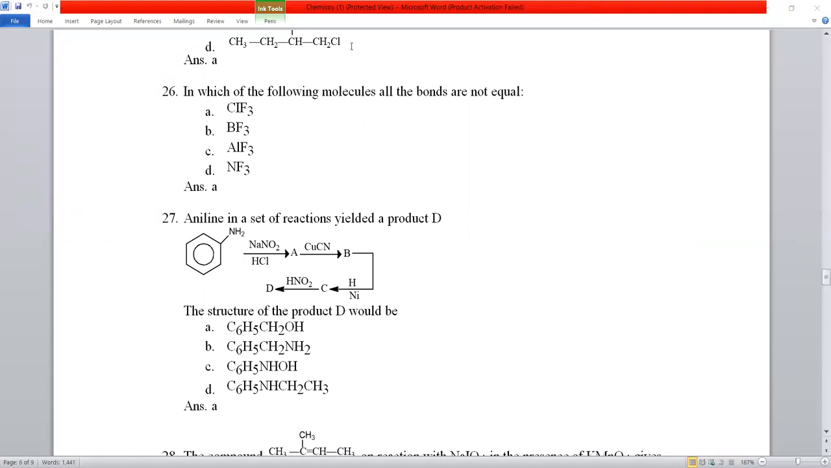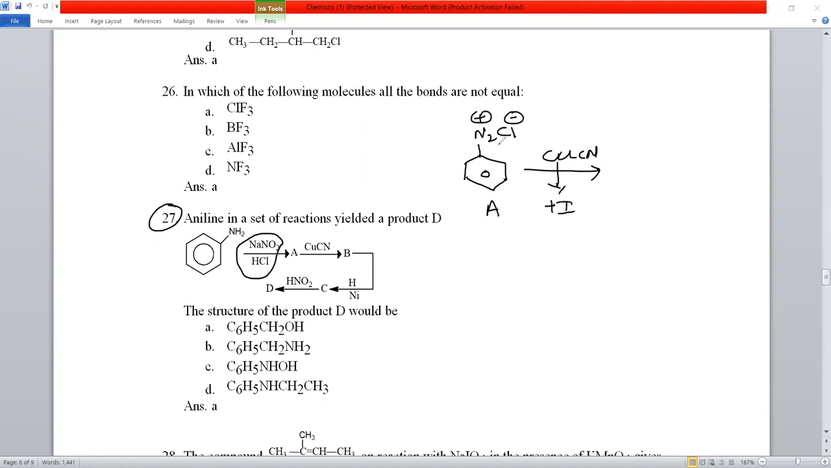Next, question number 27, student. Aniline and a reaction give us a product. The first reaction is a diazotization reaction, right? Aniline on diazotization, what will we get, student? Benzene diazonium chloride salt, N2+ Cl-. So this is the product here. Then again they are treating with CuCl, copper +1 salt. Sandmeyer reaction, students. Remove this group, an aromatic nucleophilic substitution reaction, and keep the cyanide group. So this is the product B, student.